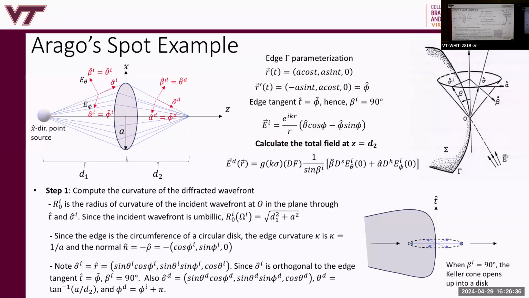Okay, so we have to calculate the total field at z equal to d2. And the total field there is only the diffracted field. So here's our diffracted field formula. All we have to do is find all the components of it. So let's start. Compute the curvature of the diffracted wavefront.